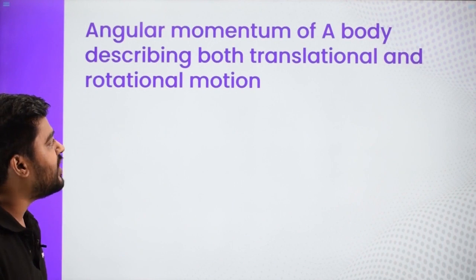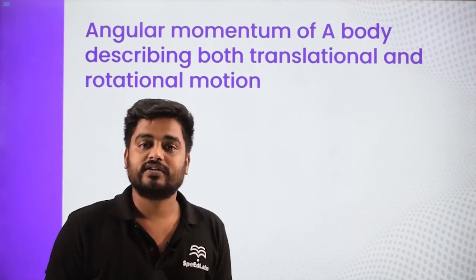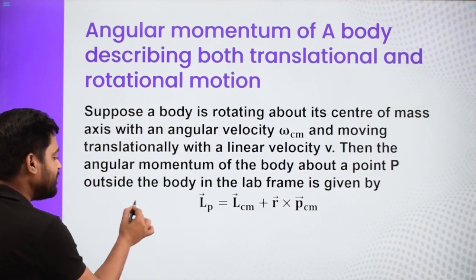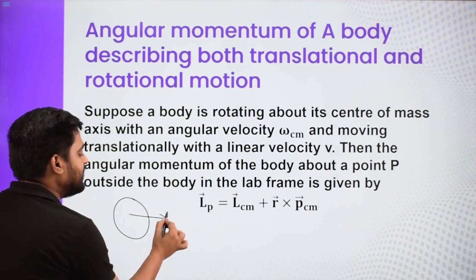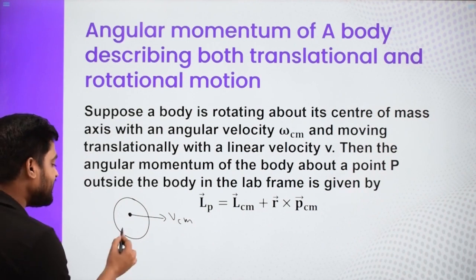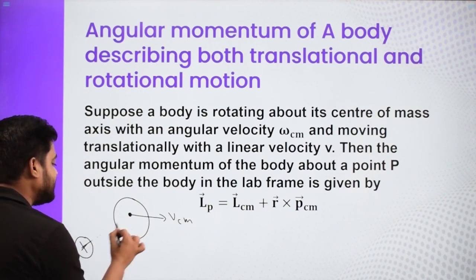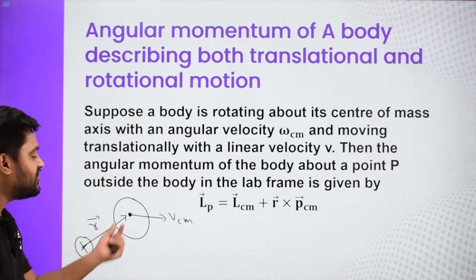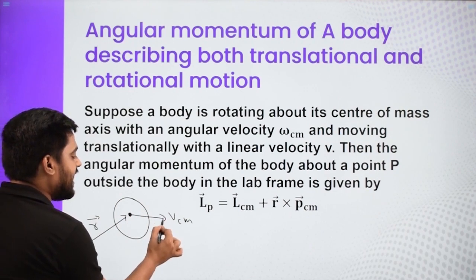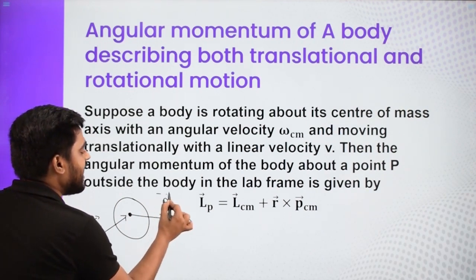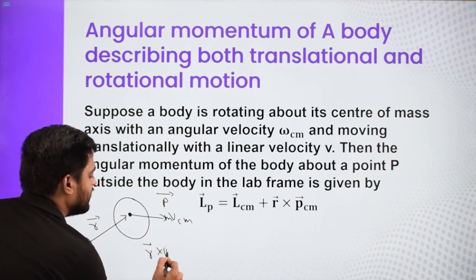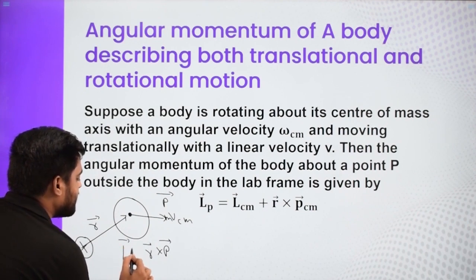Now let us discuss angular momentum of a body, describing both translation and rotational motion. If the object is moving with VCM, the velocity of center of mass of the object, then about this particular axis, if r vector is the position of the center of mass about the axis, and m is the mass, then m times VCM gives the linear momentum. And when I say r cross p, I get angular momentum about this axis.